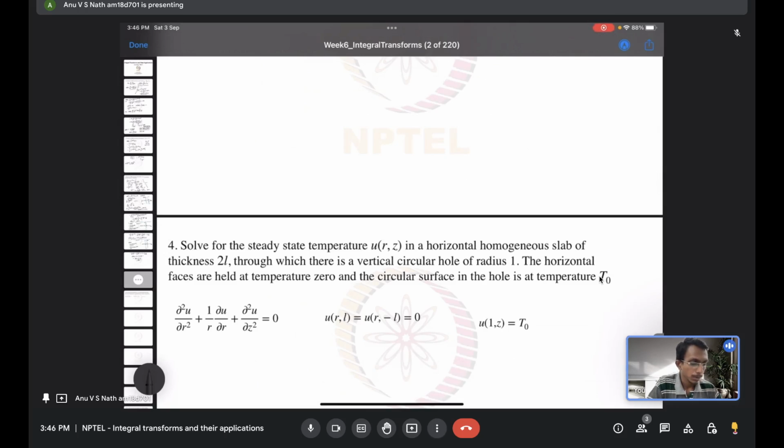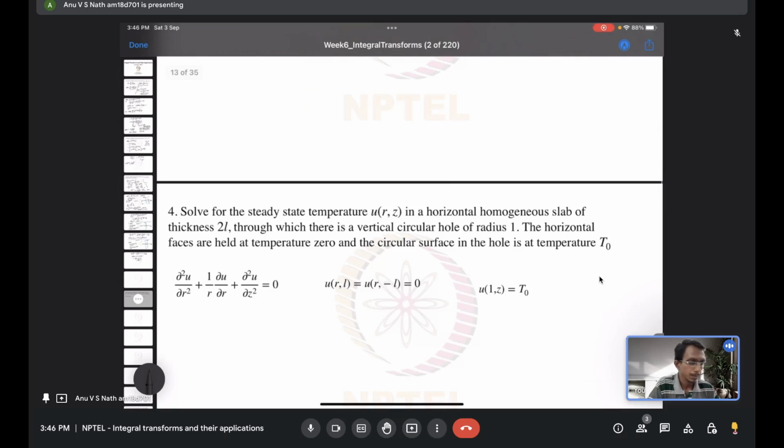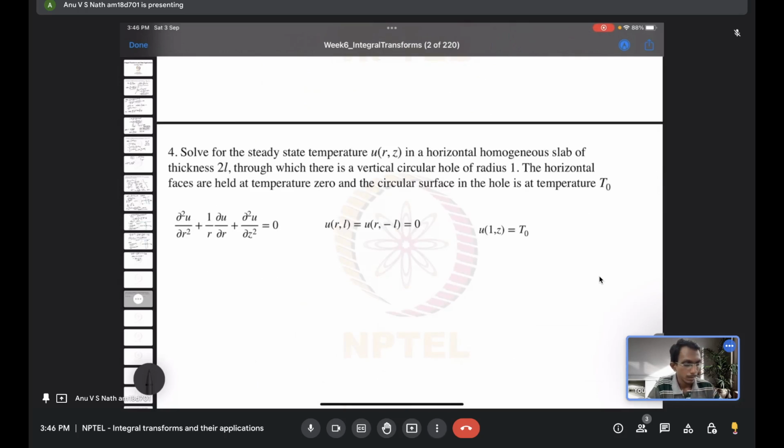Boundary conditions, because it's a steady equation. In r you have one boundary condition, which is u at r equal to 1, and for every z the value is T0, the temperature. And at both plus L and minus L, the extremes of the slab, you have the temperature being 0. So you just need to take the Hankel transform here, right?